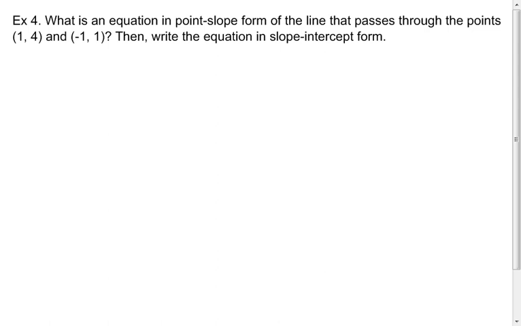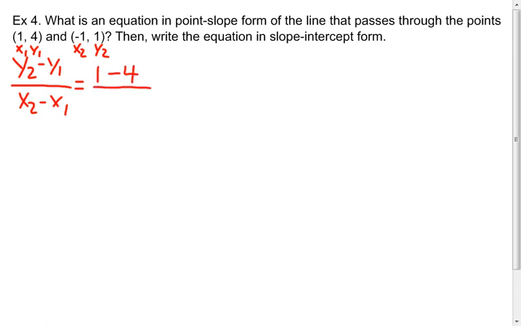Okay, so this one, it's the same thing we just did. We're just adding a step or two at the end. Okay, so we're going to figure out slope. x1, y1, x2, y2. Figure out my slope. y2 is a 1. y1 is 4. x2 is negative 1. x1 is 1.